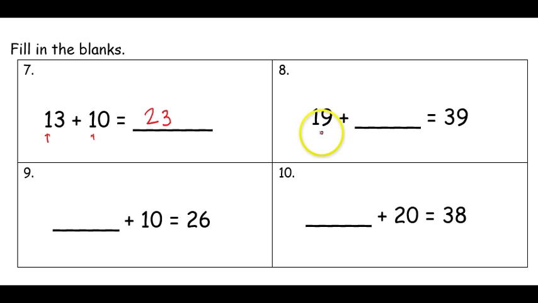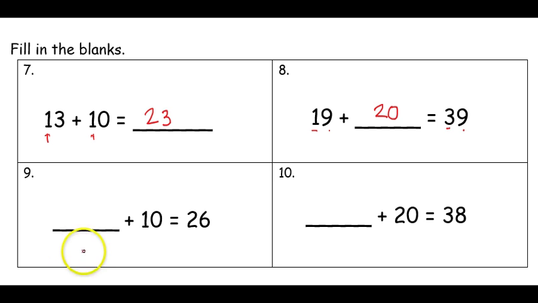Going across, I started with 19, I ended up with 39. I started with one 10, I ended up with three 10s. So I must have added two 10s. Since I have 9 in each of those, that means I did not add any more ones. So 19 plus 20 equals 39.